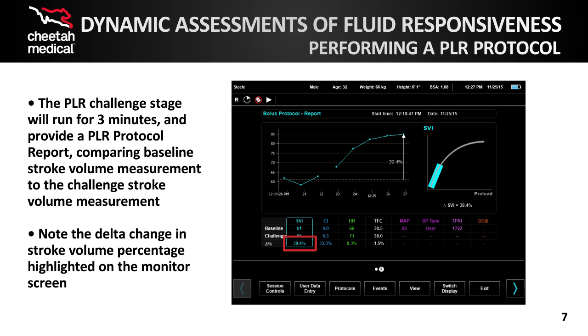This report will highlight the change in stroke volume and cardiac output from the beginning of the PLR challenge, and also indicates where the patient resides on the Frank-Starling curve, upper right chart. Also, note that the percentage delta in stroke volume is shown on the PLR protocol report.